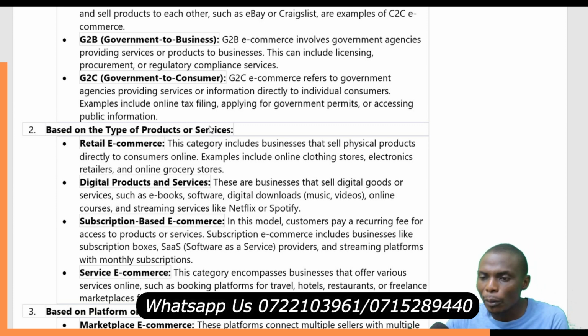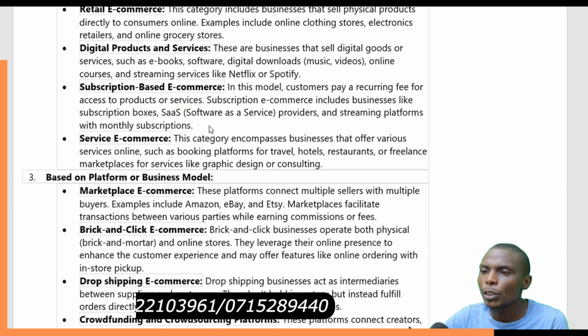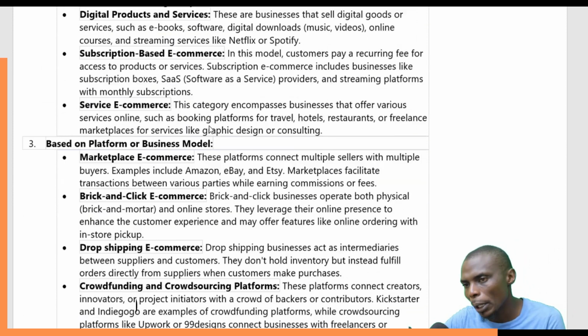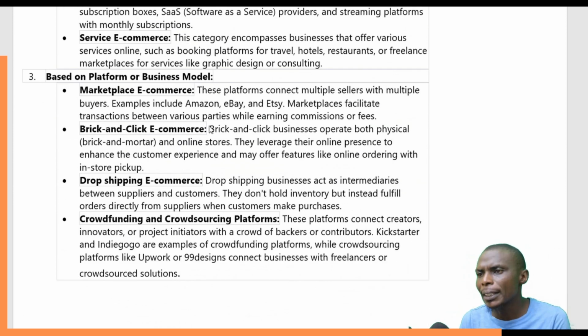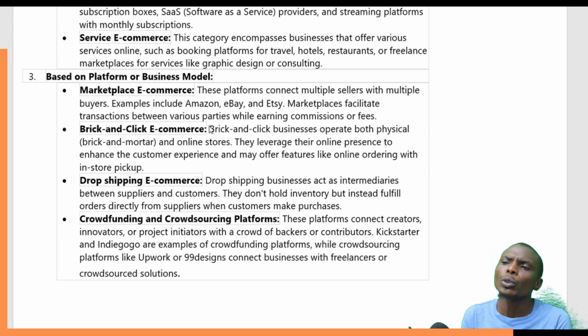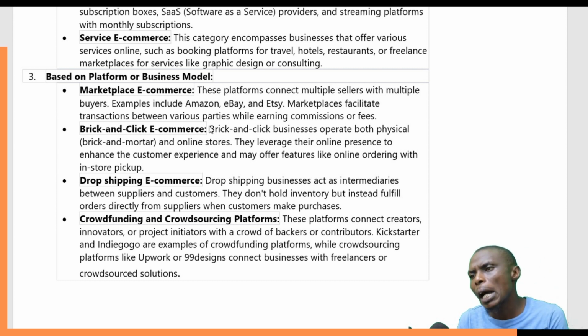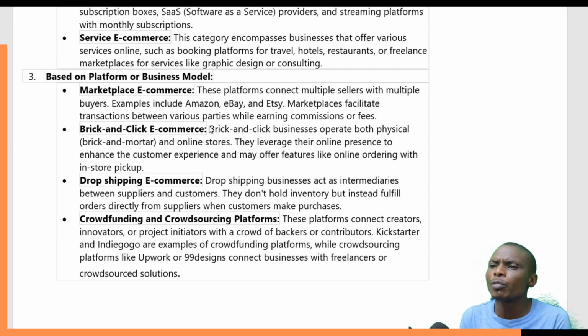Then the third way of categorizing them is based on platform or business model. So we have marketplace e-commerce. So this platform connects multiple sellers with multiple buyers. Example, we could talk about the most common one, Amazon. So a marketplace will facilitate transactions between various parties while earning commissions or a fee.